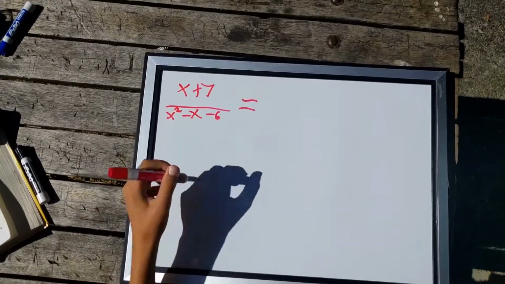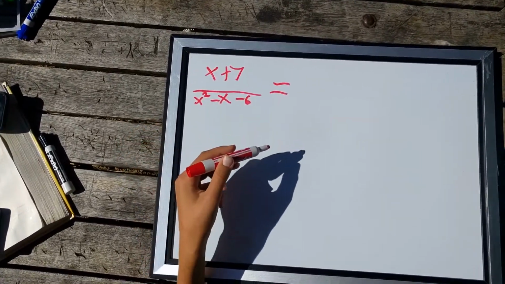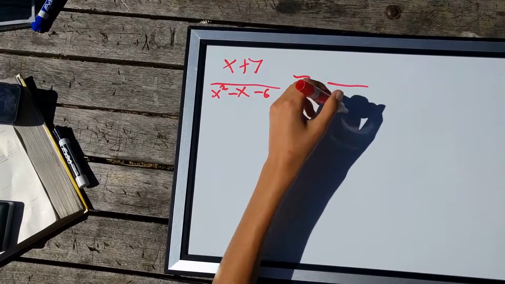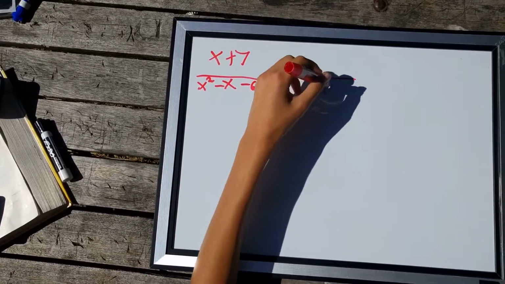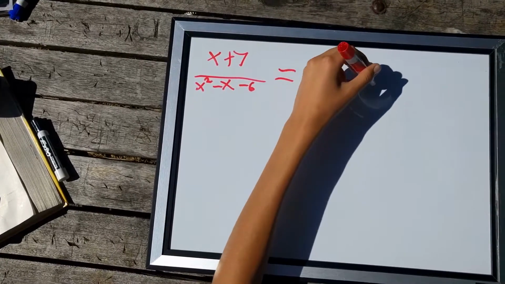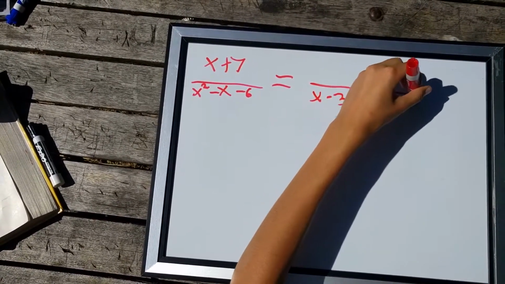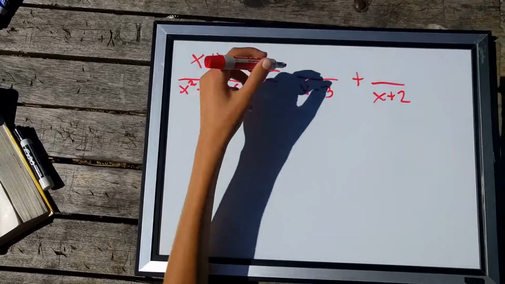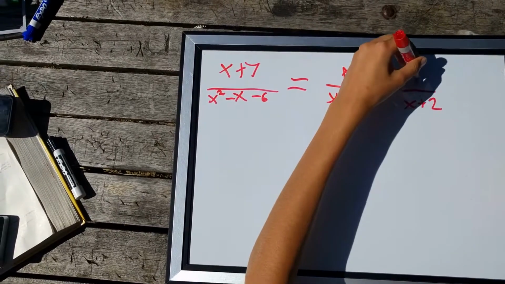You can't do anything with the numerator, so you're going to have to factor the denominator to split it up into two different fractions. To factor this, you would have x minus 3 plus x plus 2. And then you don't know what the numerators are, so you would have A and B.